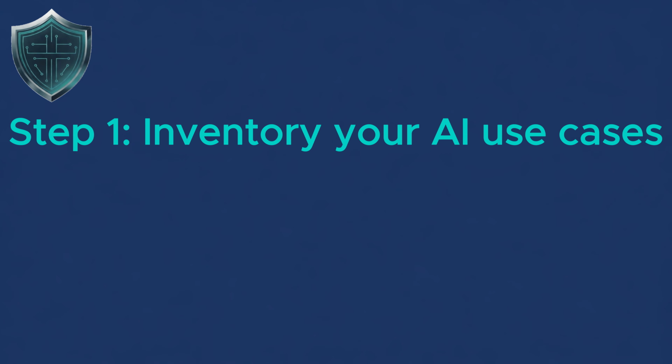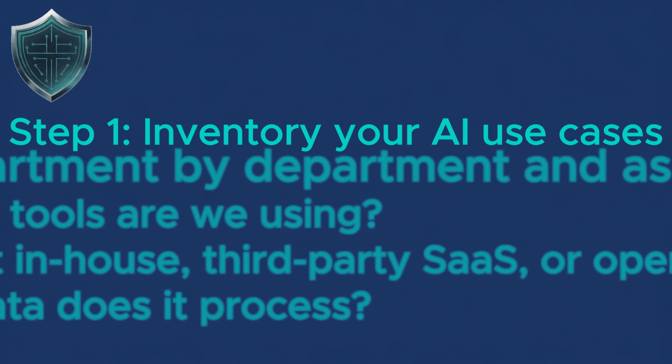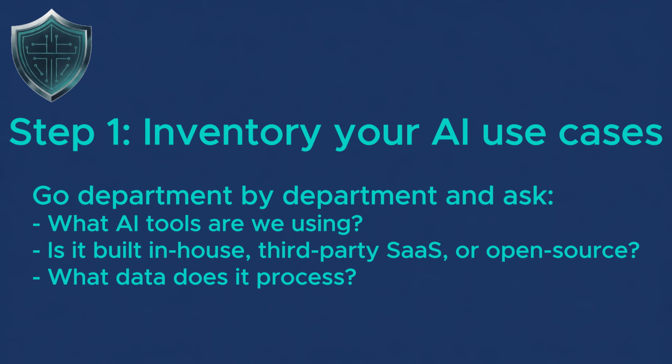Step 1. Inventory your AI use cases. Why this step matters more than most people think. Many teams skip straight to scoring and miss critical systems. Start by creating a simple inventory. Go department by department and ask, what AI tools are we using? Is it built in-house, third-party SaaS, or open source? What data does it process?